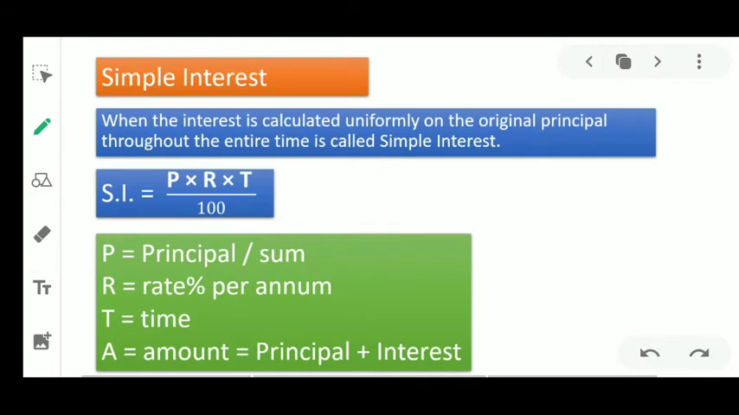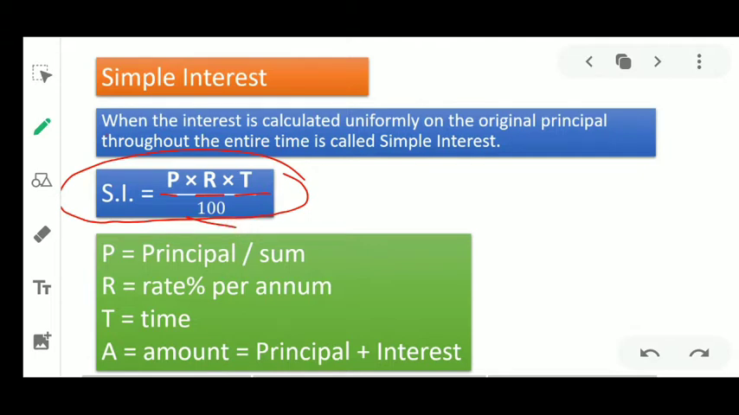So the definition of simple interest is when the interest is calculated uniformly on the original principal throughout the entire time, it is called simple interest. We'll understand this simple interest with the help of an example. Before that, look at this formula of simple interest. Simple interest is P into R into T by 100.